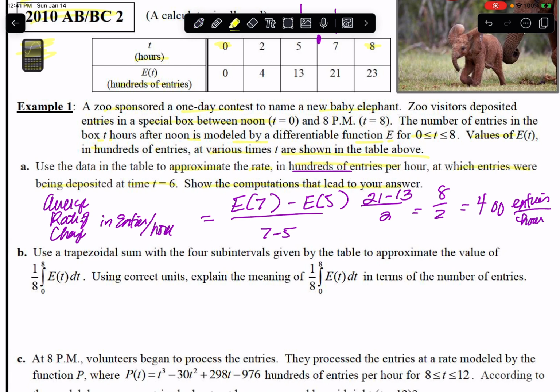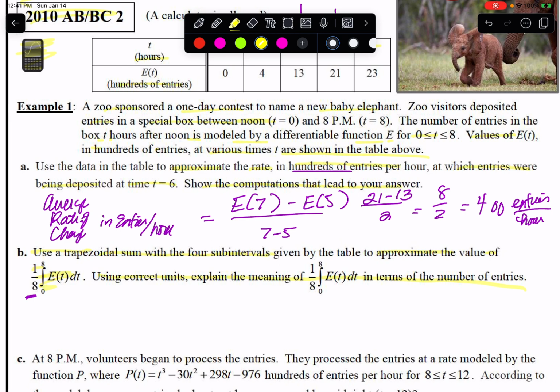All right, let's look at B. B says, use a trapezoidal sum with 4 subintervals to approximate the value of 1/8 times the integral from 0 to 8 of E of t dt. Now notice that 1/8. That's getting you an average value. It says use correct units and explain what that is in terms of the number of entries.